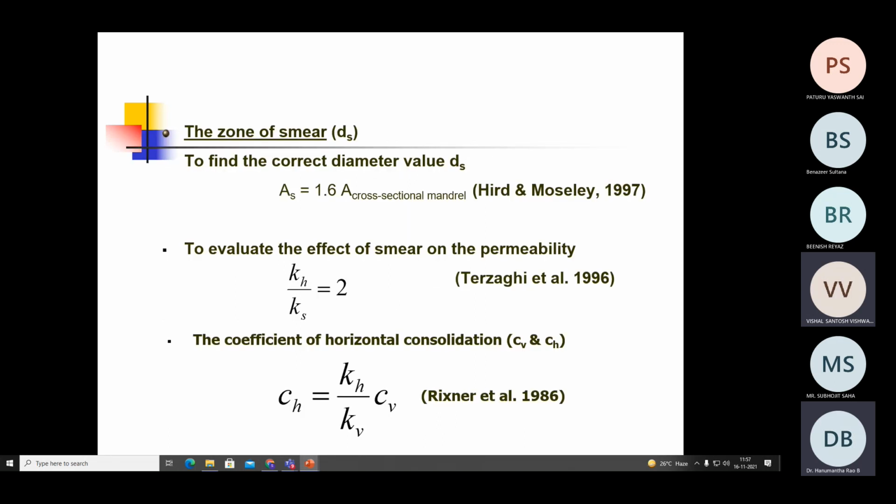All parameters, for example, suppose you are not given the area of the smear zone, then you can say it is approximately 1.6 times the area of the borehole. Usually we will give all the parameters, but in case it is not given, then you can use this slide.